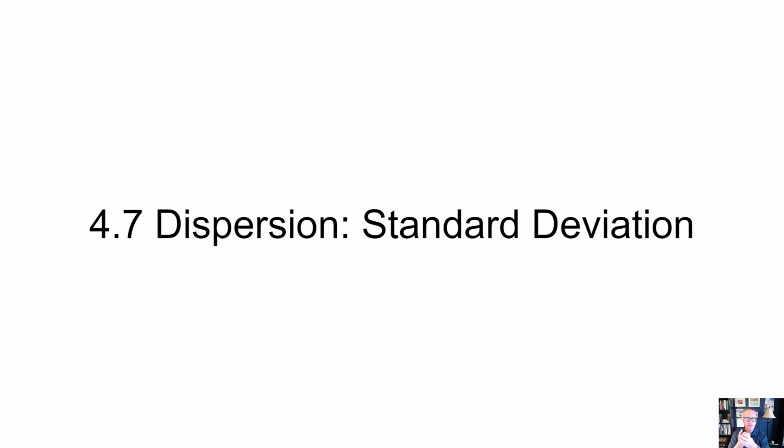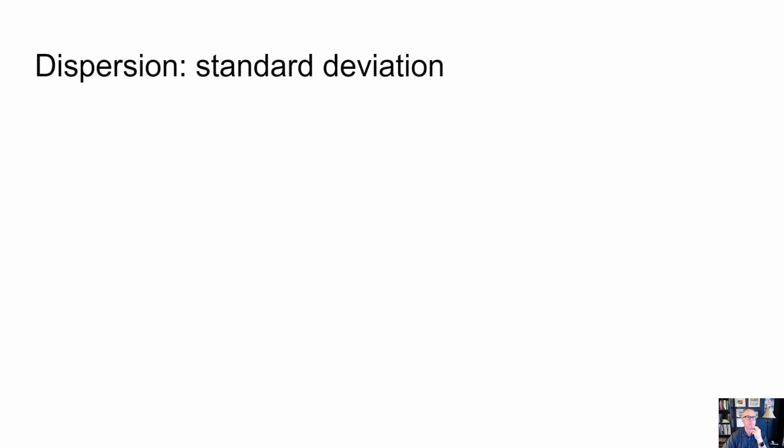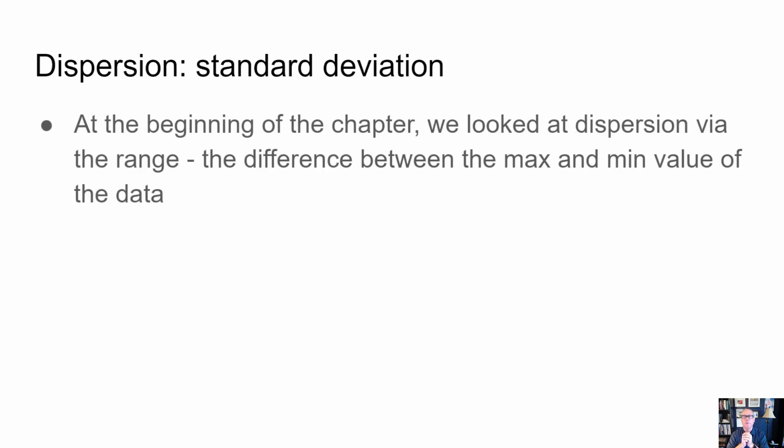Welcome back. Let's get into the last part of chapter 4 that we're going to look at, and that is this standard deviation measure of dispersion. So at the beginning of the chapter, we looked at dispersion via the range, which was the difference between the max and min value in the data.